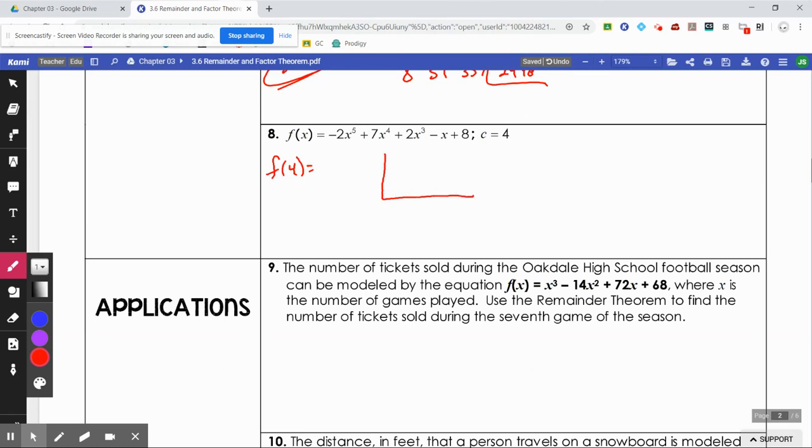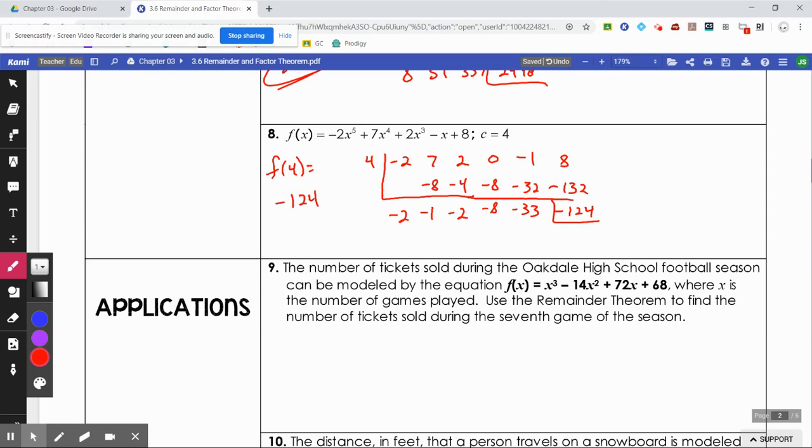Plug it in. 4, -2, 7, 2, no x squareds, -1, and 8. Go through the process. -2, -8, -1, -4, -2, when you combine them, -8, -8, -32, -33, -132, -124. So f of 4 is -124.